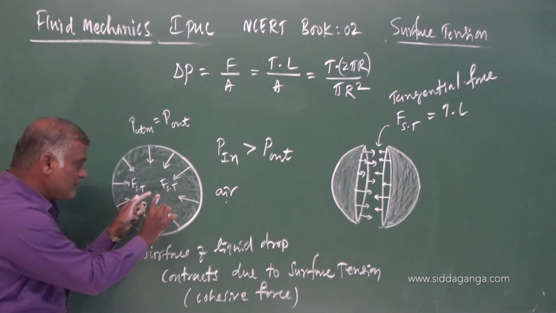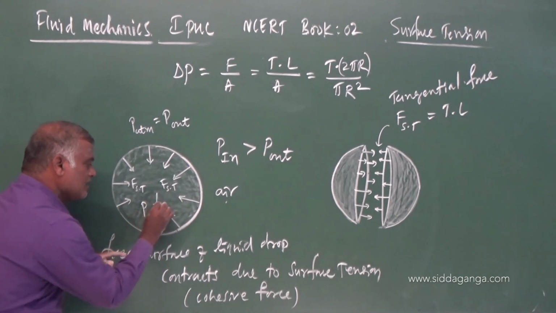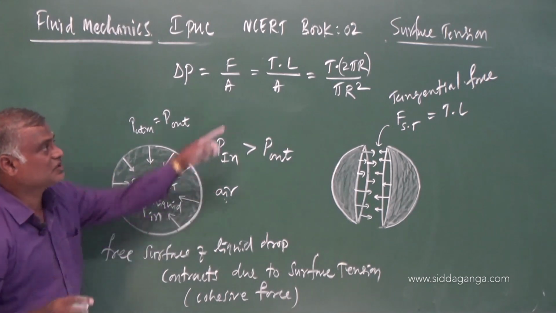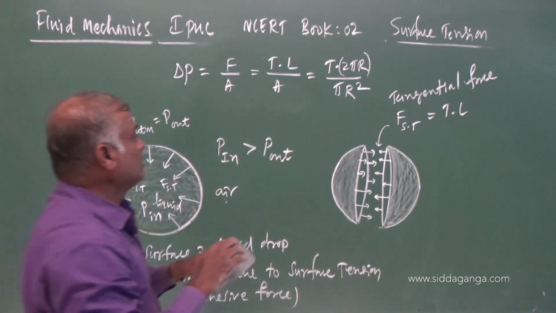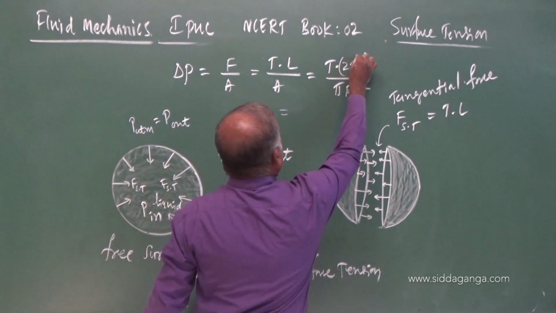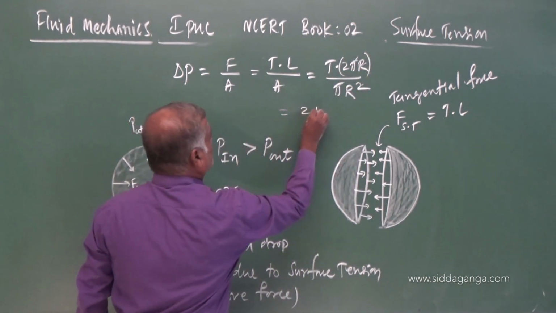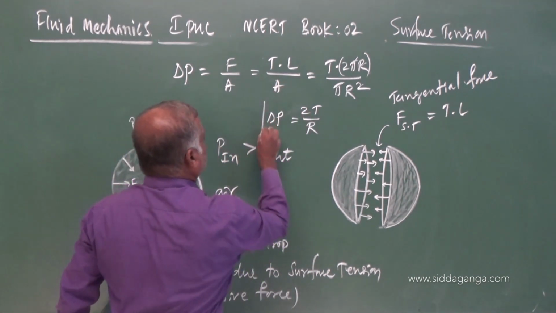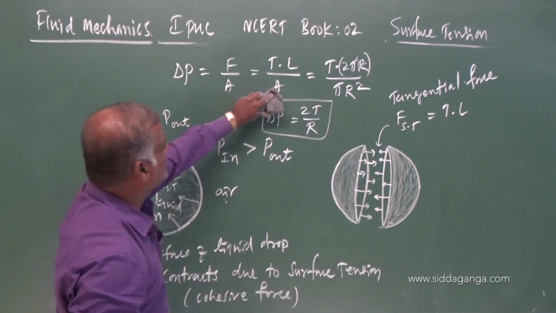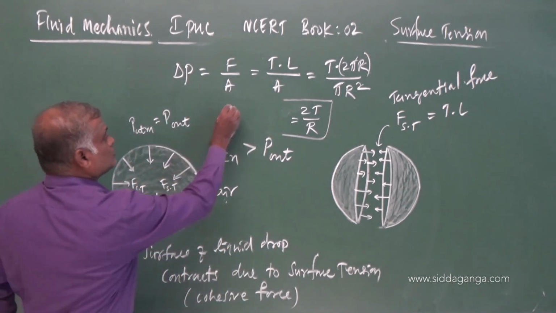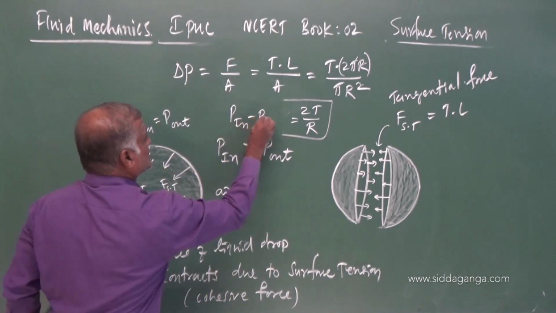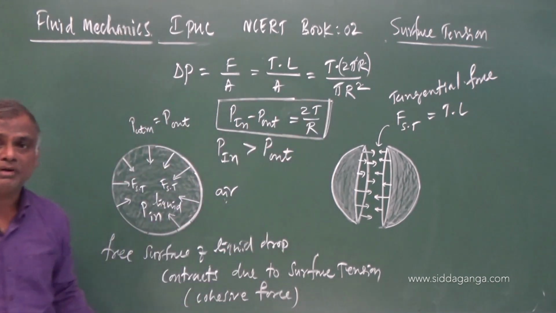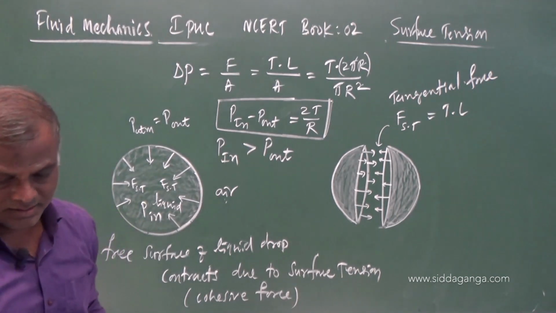Between liquid and air, I have only one interface. So, after simplification, my dear students, pi r cancels. 2T by R is the excess pressure, or you can say P inside is more, P in minus P out. 2T by R, try to remember capital R.